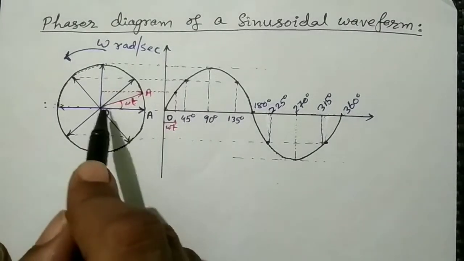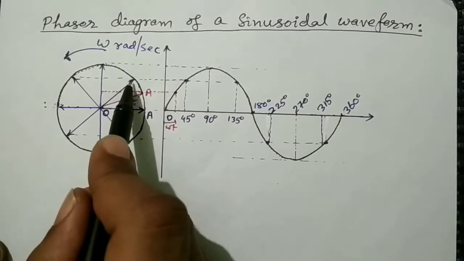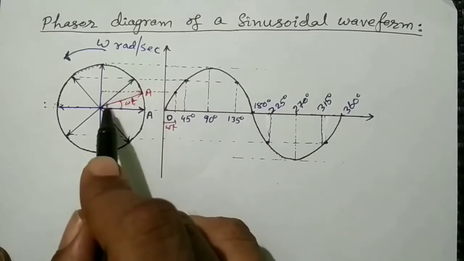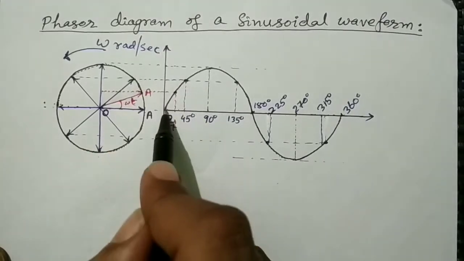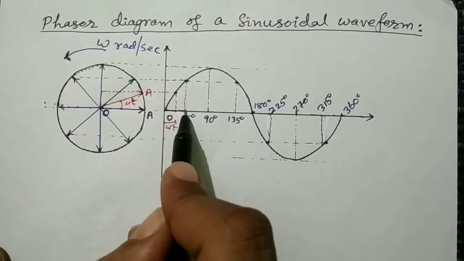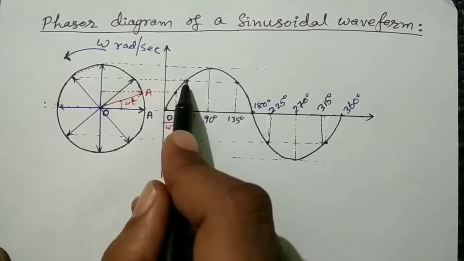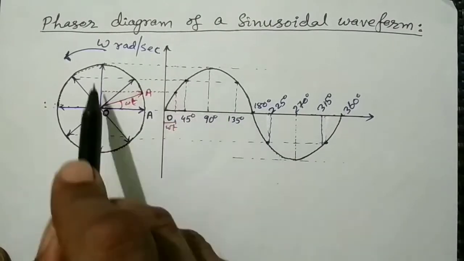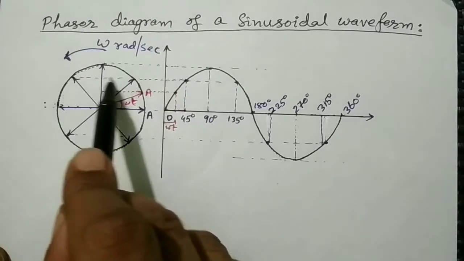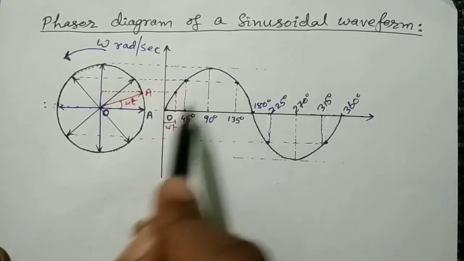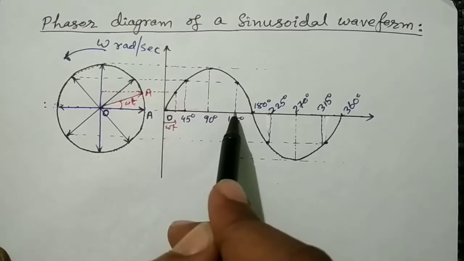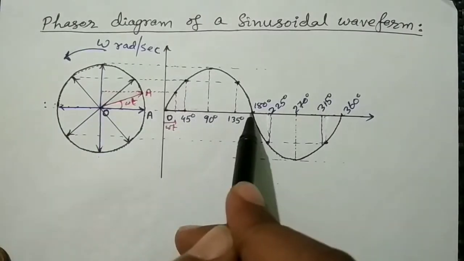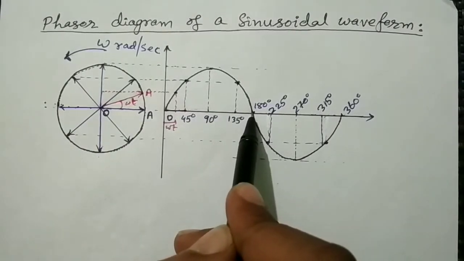So in this way, we plot each and every position of the line in the graph paper. For example, at 45 degree, this is the 45-degree displacement from the origin, and this is the projection in the y-axis. This is the 90 degree. Then it will be 135 degree, so you will get the 135 degree point. Then at 180 degree, the value will be again in the x-axis.